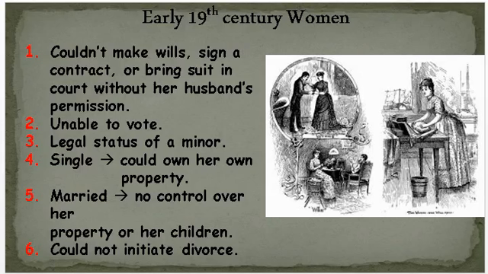So, for example, let's say you're a woman living in 1830 and you own a chair. Maybe you bought that chair. That is your chair, as long as you were single. But if you got married, that chair would technically now belong to your husband. It would be his property, and he would be able to say what happens to the chair.